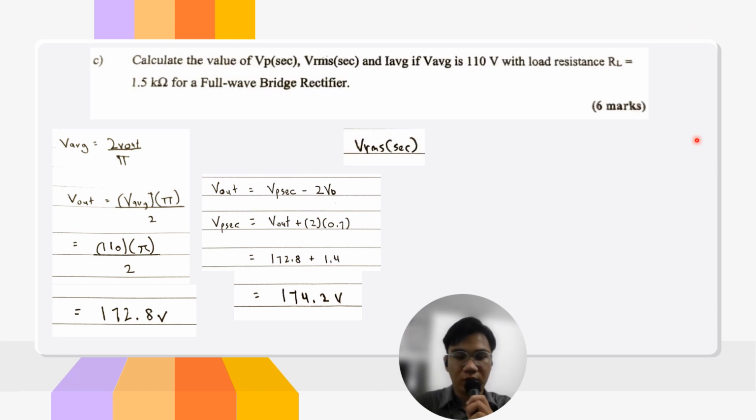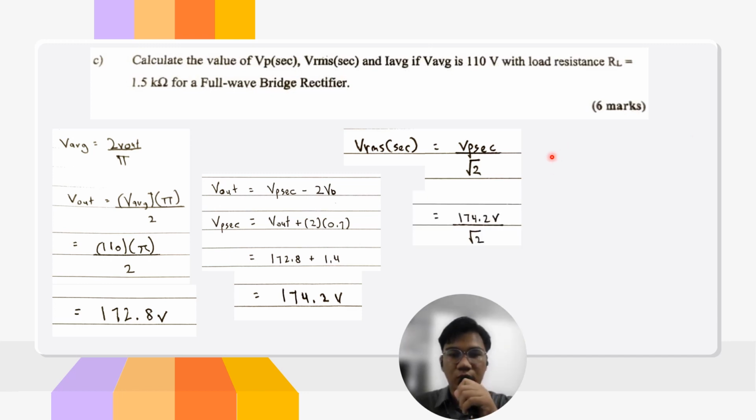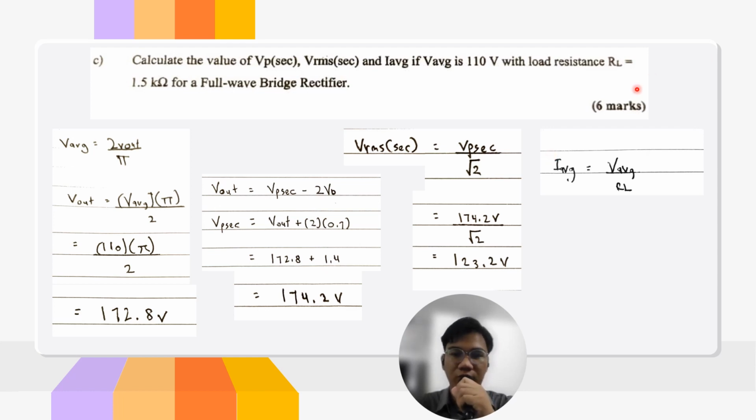Now that we know the value of Vp secondary, we can search for the value of VRMS secondary. For VRMS secondary, we can use the formula VRMS secondary equal to Vp secondary divided by square root of 2, and then we just insert the value of Vp secondary, which is 174.2 divided by square root of 2, and the final value of VRMS secondary is 122.2 volt.